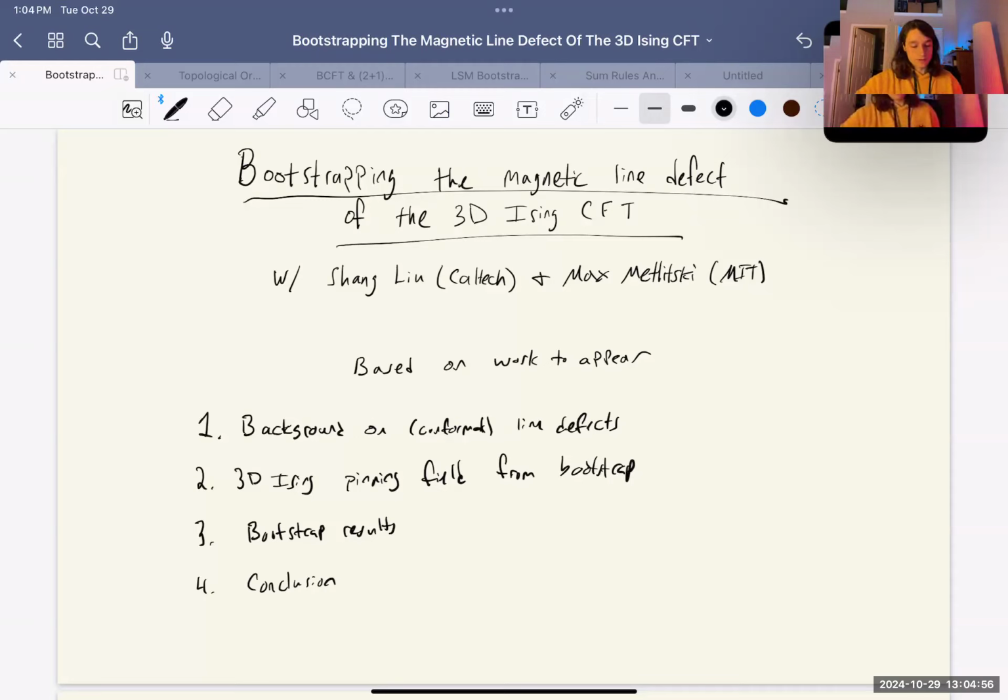So the general plan is that I'll talk about some basic background on conformal line defects, which will be the main thing that I'm going to try to develop some tools to study in this talk. We will then apply what we learn to the specific case of the 3D Ising CFT with its pinning field defect, which I'll explain. And then I'll present the results of all this, the bootstrap bounds that I get, and then say some concluding remarks at the end, thinking about some future directions, hopefully.